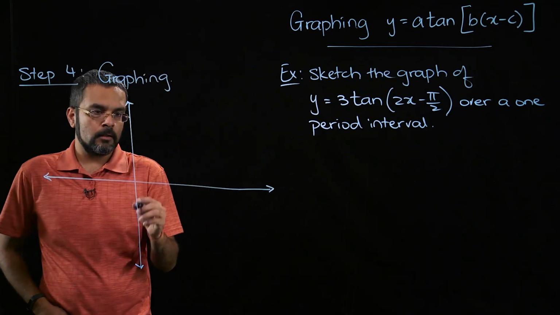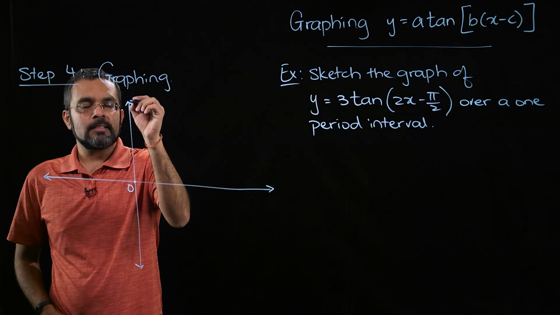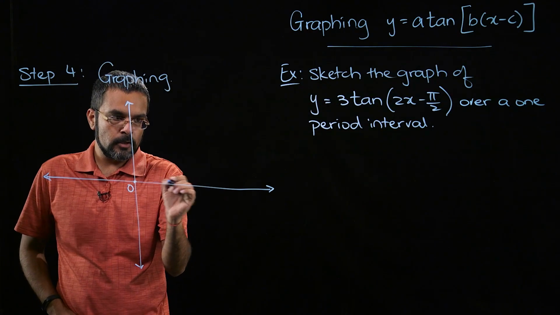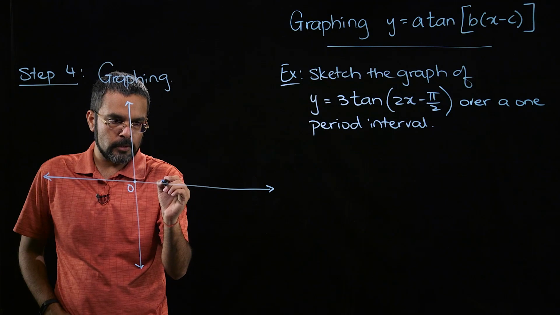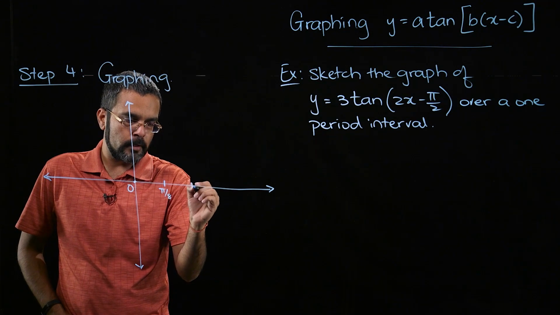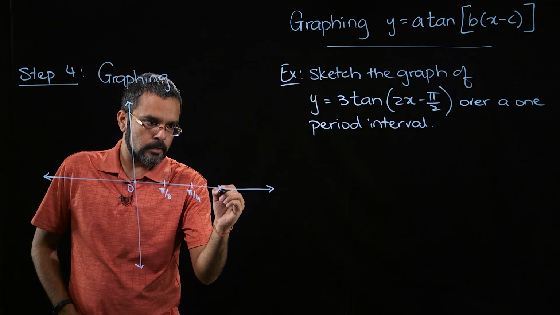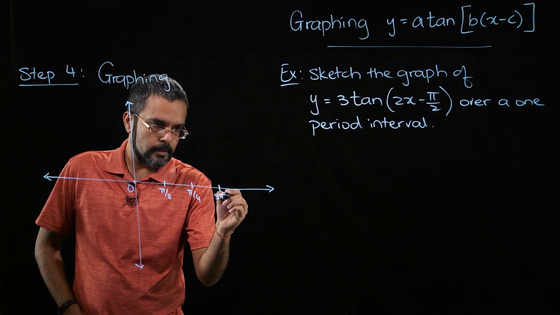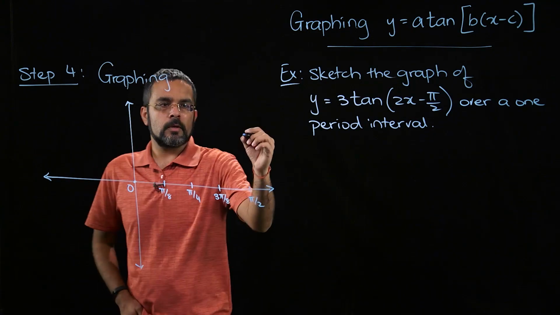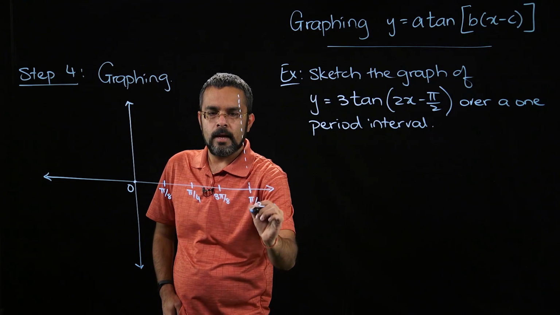And our one cycle was from 0, that's where I had my vertical asymptote, to pi over 2. I'm going to divide that into 4 parts. So this was our point pi over 8, this was our point pi over 4, this was 3 pi over 8, and then finally we had pi over 2, and again at pi over 2 I had a vertical asymptote.